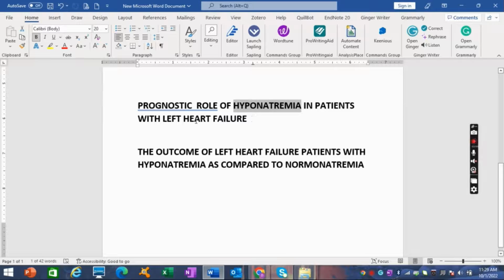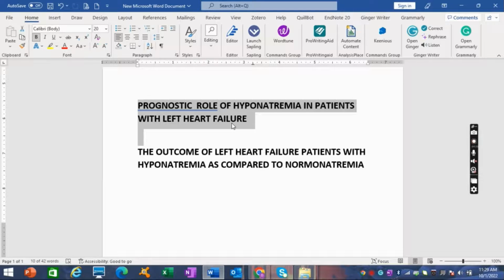So our P was left heart failure. Now our intervention is hyponatremia. Now we will go to the C. C means comparison, our control group. But here you can see that in this title there is no comparison group. I have not written any comparison group here. But there is a control comparison group in this title.